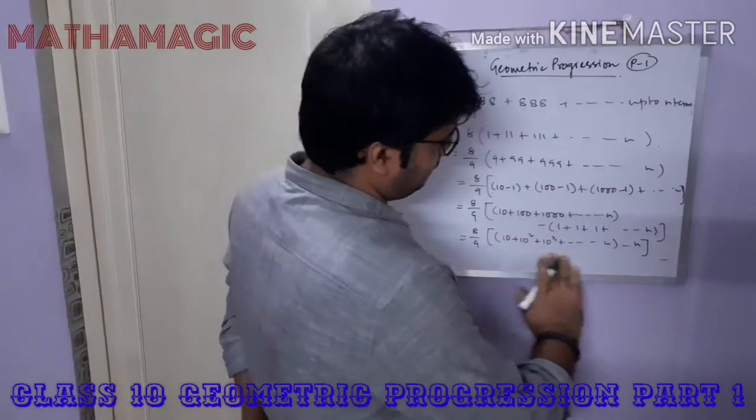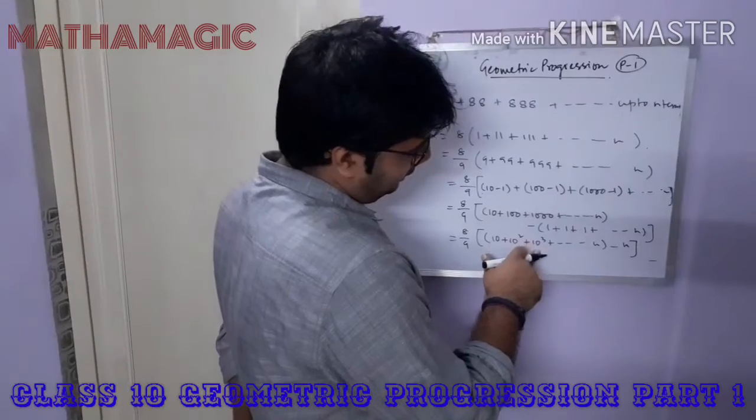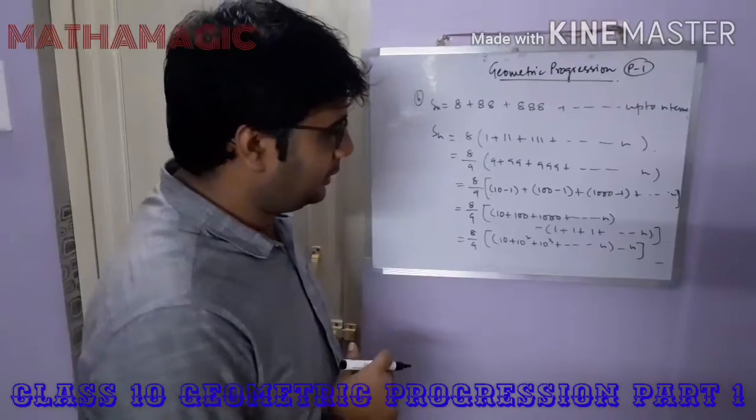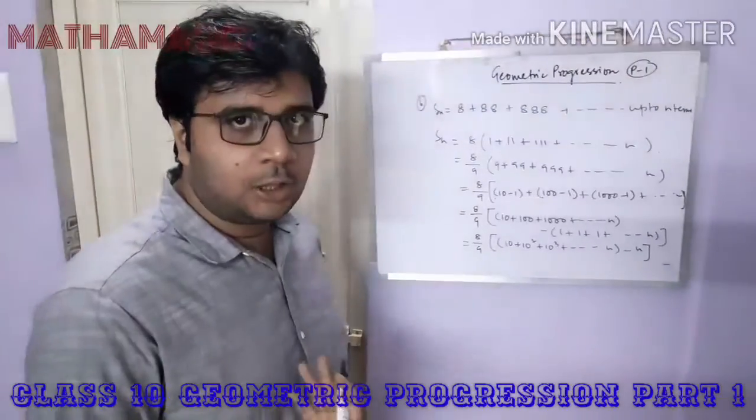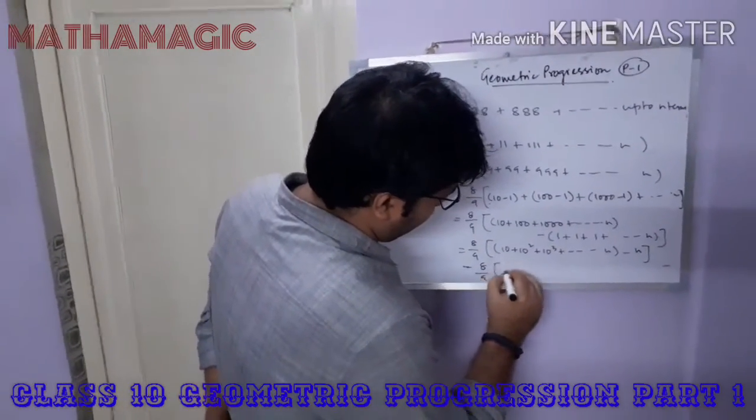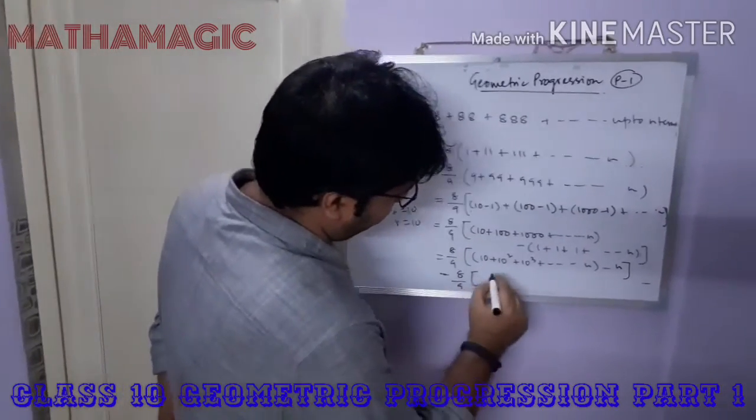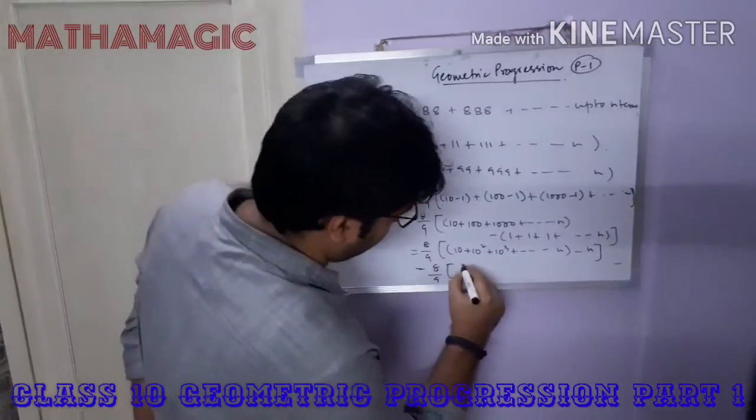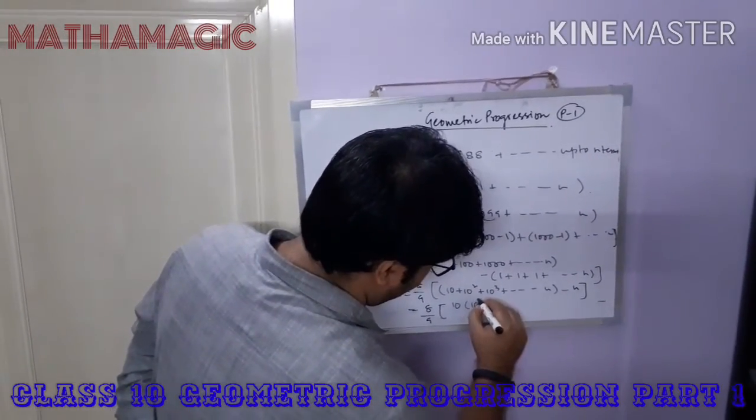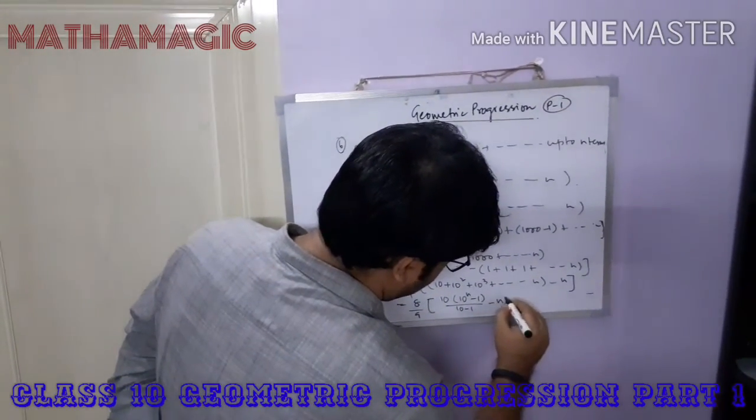Just see these terms. This is 10 and then 10 square, then 10 cube. Definitely by seeing you can say that this is a GP series. So we have to apply the formula for finding the sum of a GP series. Here A equals 10 and R is also equal to 10. R is greater than 1, so we will use the formula A into R to the power n minus 1 divided by R minus 1, that is 10 into 10 to the power n minus 1 divided by 10 minus 1, and minus n.